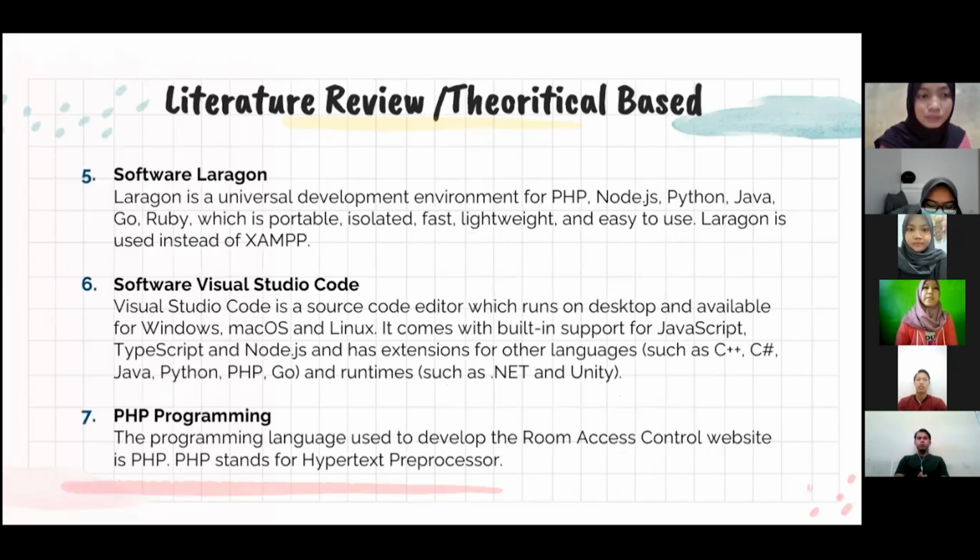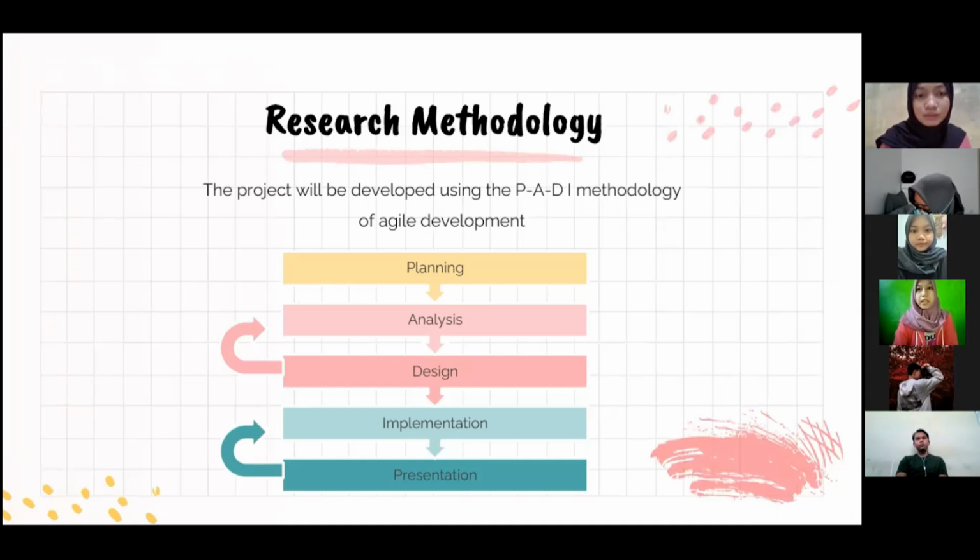Okay, fifth, software: Laravel. Laravel is a universal development environment for PHP, Node.js, Python, Java, Go, and Ruby. Sixth, Visual Studio Code. Visual Studio Code is a source code editor that runs on the desktop and is available for Windows, macOS, and Linux. Seventh, PHP programming. The PHP programming language is used to develop the access control website. Next.